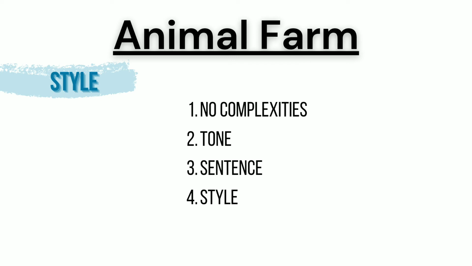Therefore, the story is expressed in a straightforward and logical way. Next, tone. The tone in the novel is carefully controlled. Orwell makes effective and subtle use of atmosphere for a cumulative effect, and of humor, satire, and irony. Next, sentence. Orwell has not used a long word where a short one will do. He has attempted to cut out a compound word wherever it is possible.